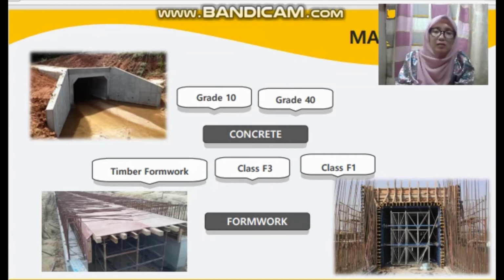Okay. Now I would like to talk about the materials that have been used in the construction of the culvert. First is concrete. Concrete is a composite material composed of fine and coarse aggregate bonded together with a fluid cement that hardens over time. Concrete has relatively high compressive strength but much lower tensile strength.